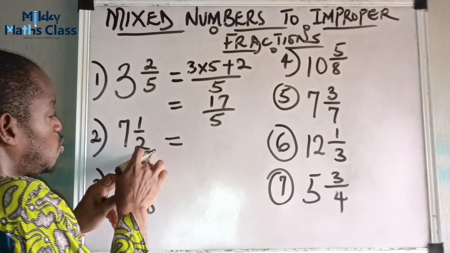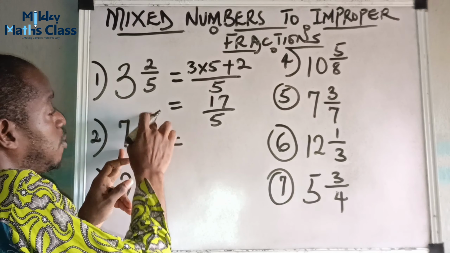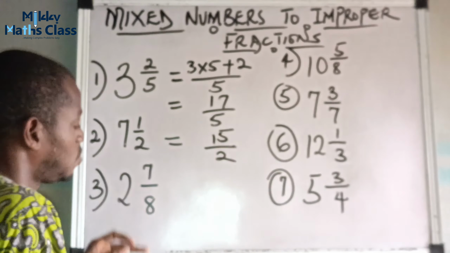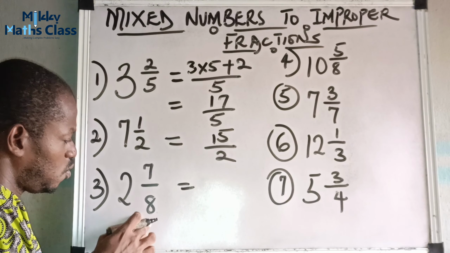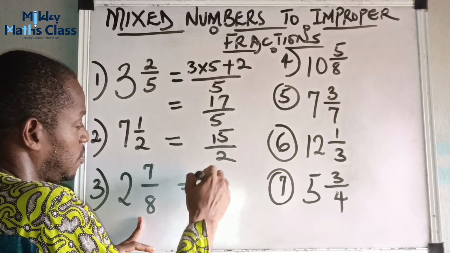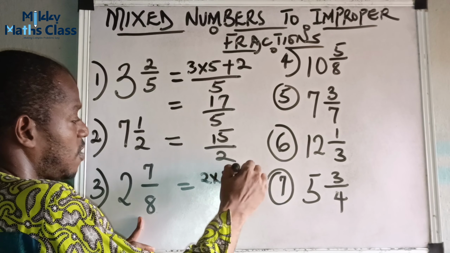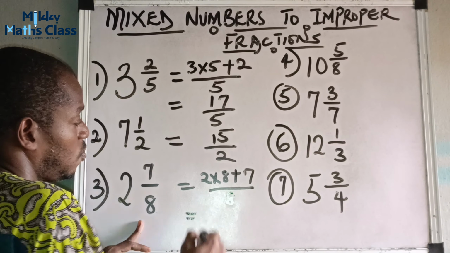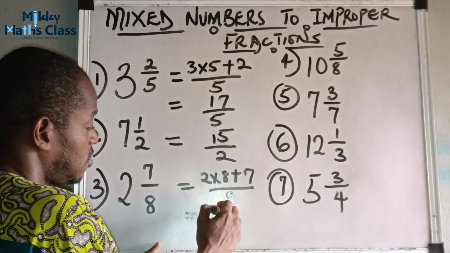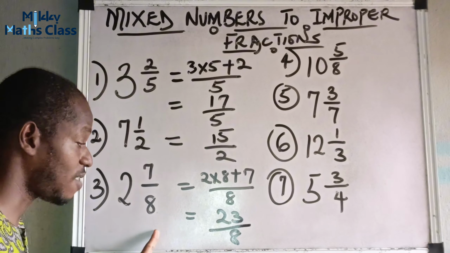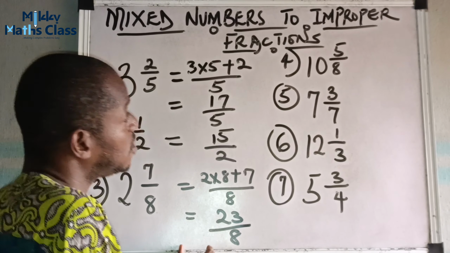So this one, 2 times 7, 14 plus 1, 15. So 15 over 2. The same thing again, we do that. 2 times 8, that's 16 plus 7 over my denominator here, 8. So 16 plus 7, that's 23. So 23 over 8. So 2 number 7 over 8 as a mixed number is 23 over 8.